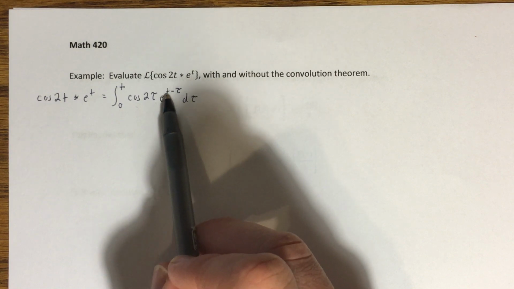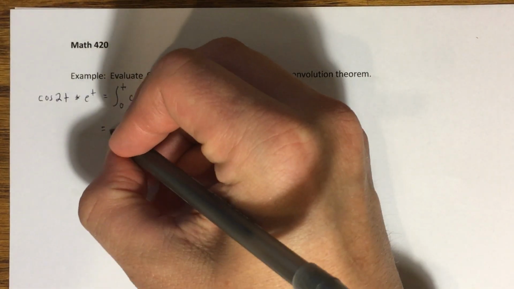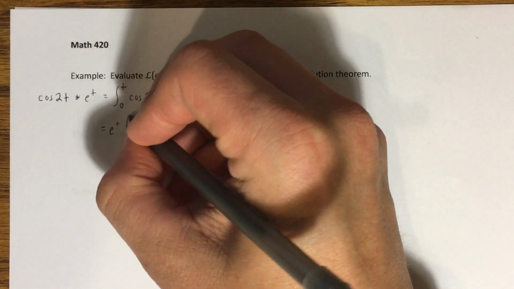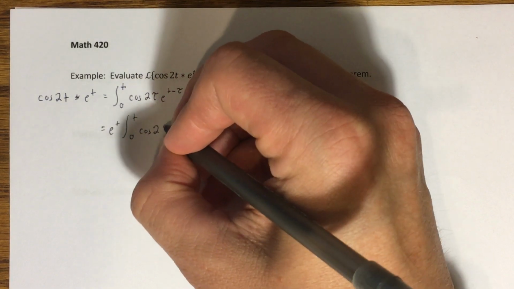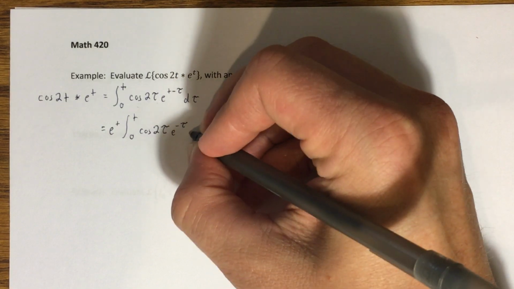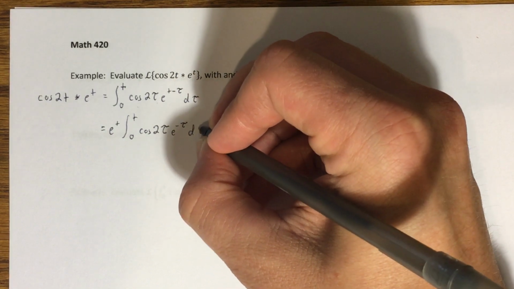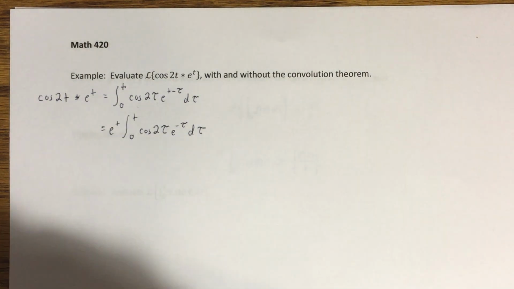So notice I could take the e to the t, which would be a factor in here, and take it out of the integral. This is equal to e to the t times the integral from 0 to t of cosine of 2 tau e to the negative tau d tau.